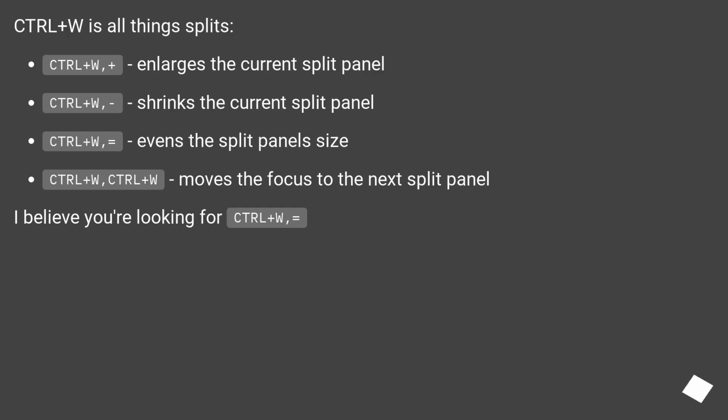Control plus W is all things splits. Control plus W plus enlarges the current split panel. Control plus W minus shrinks the current split panel. Control plus W equals evens the split panel size. Control plus W moves the focus to the next split panel. I believe you're looking for Control plus W equals.